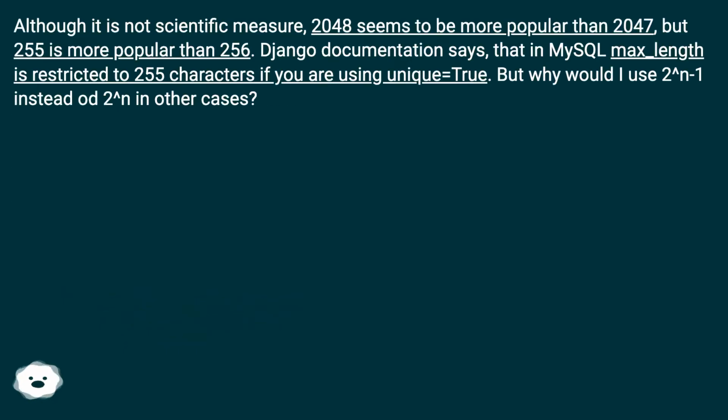Although it is not a scientific measure, 2048 seems to be more popular than 2047, but 255 is more popular than 256. Django documentation says that in MySQL max_length is restricted to 255 characters if you are using unique=True. But why would I use 2^n - 1 instead of 2 to the power of n in other cases?